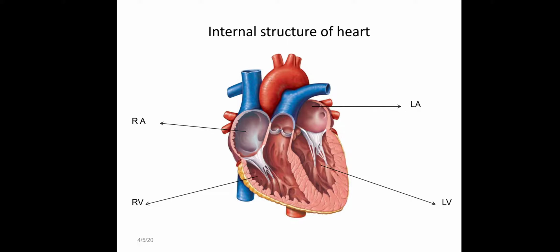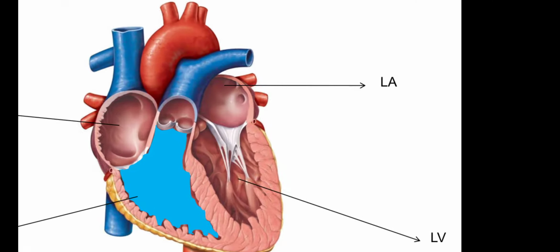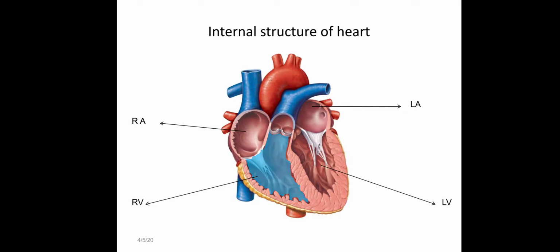The first chamber is the right atrium. Then you have the right ventricle, left atrium and left ventricle. So these are the 4 chambers of your heart.